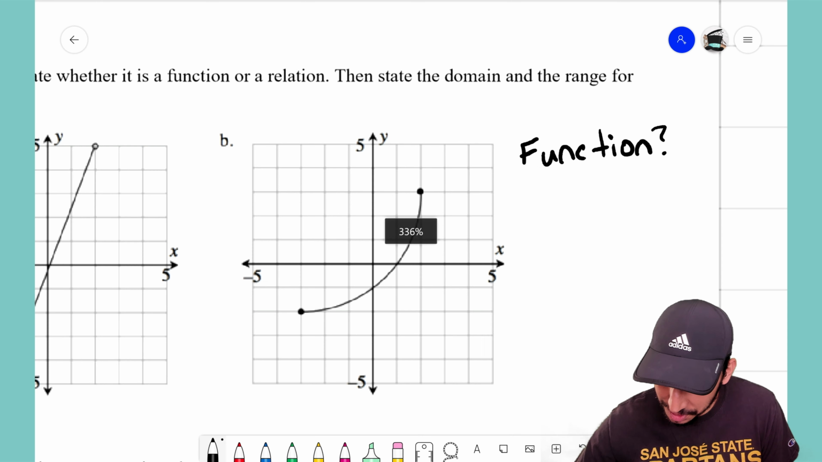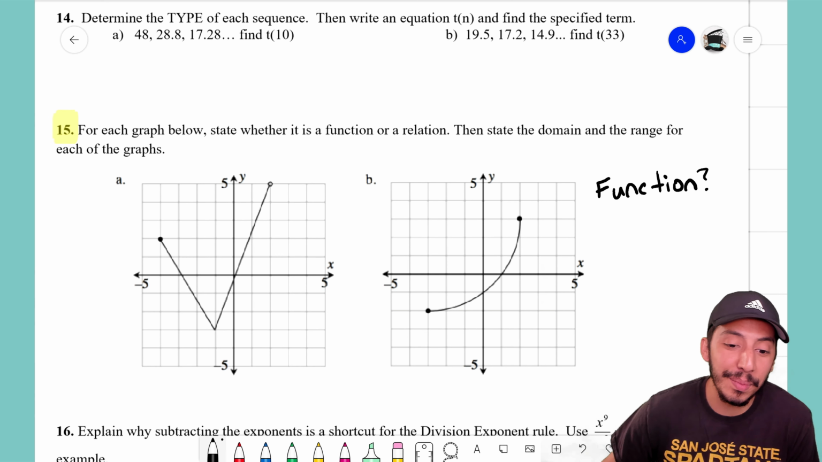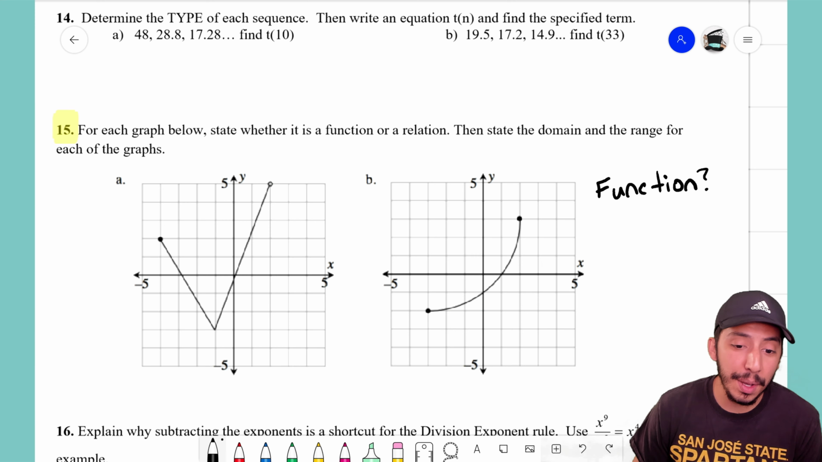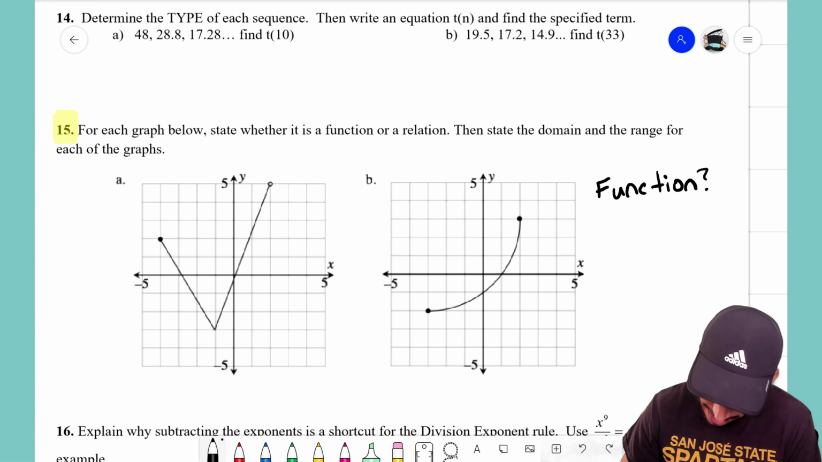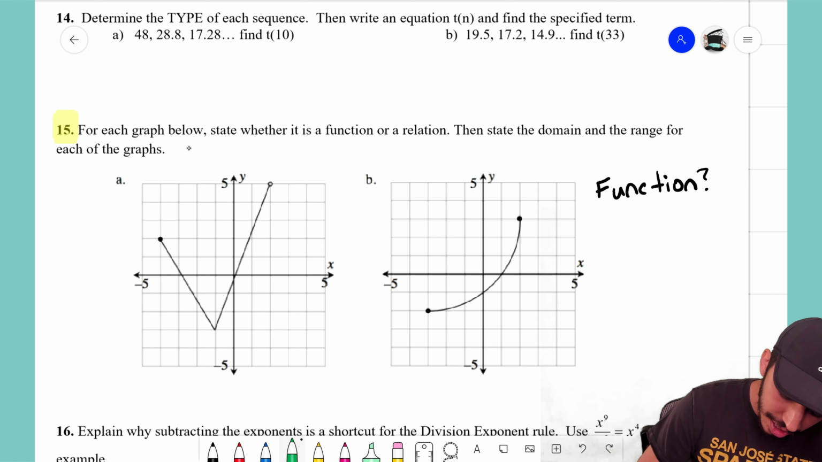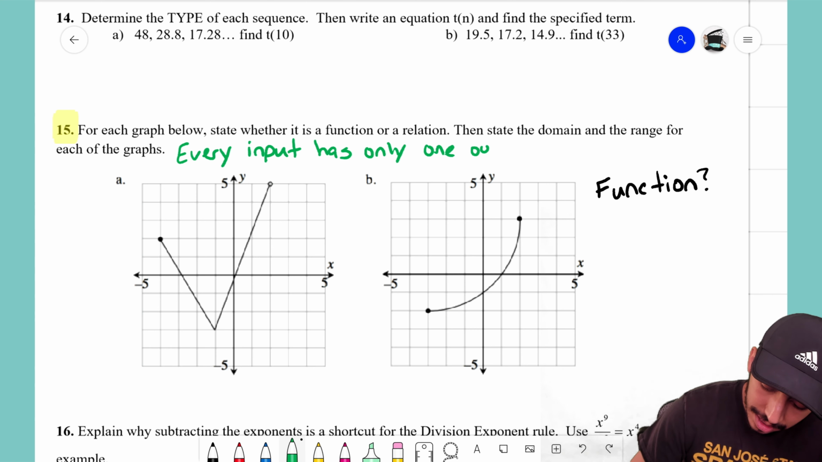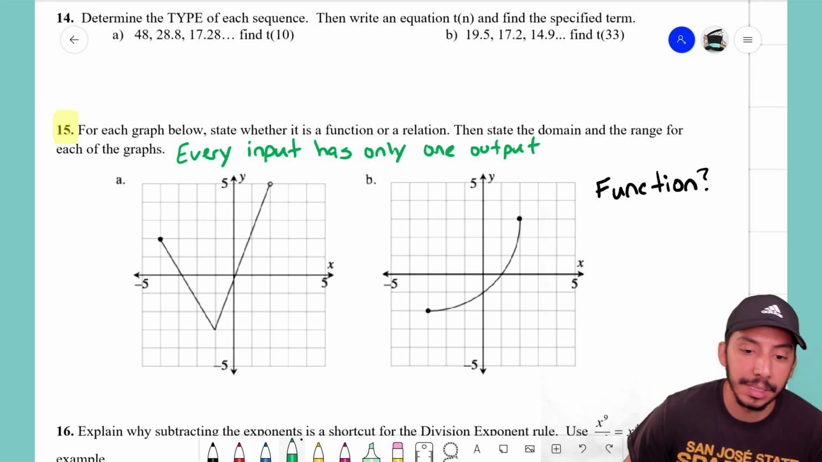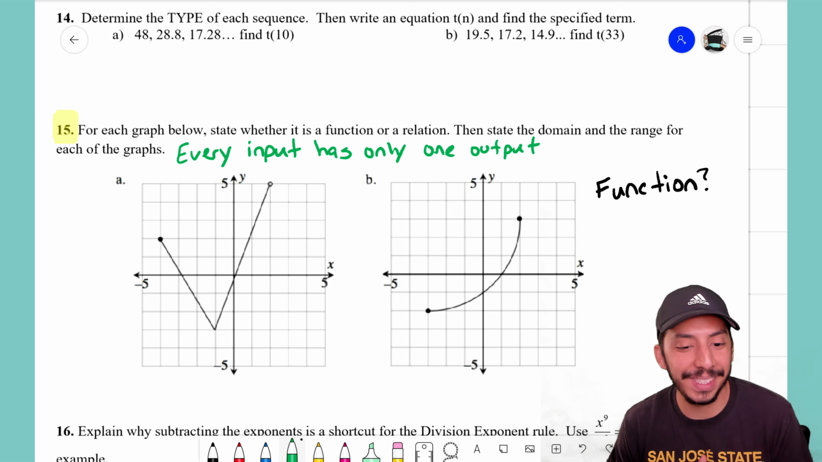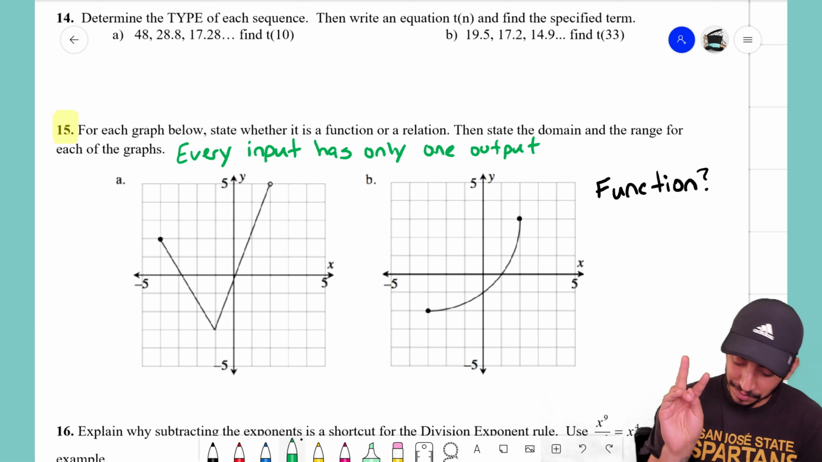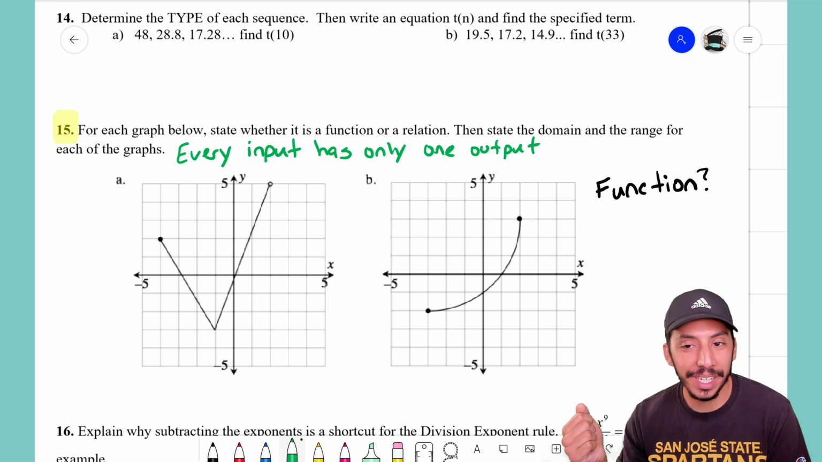Boom, Carla coming through with a great definition. Hopefully we remember that, that every input has only one output. Let's add that to our notes here, just so we remember that definition. Every input has only one output. Oh, I just realized that you flipped it. Yeah, not every output has one input. Flip it. Every input has one output.